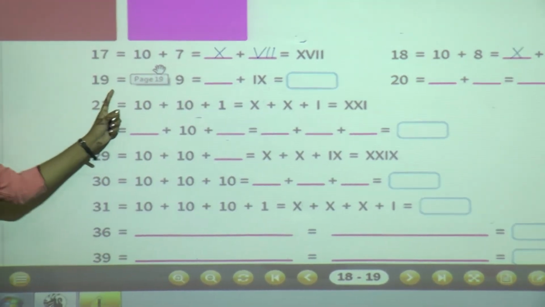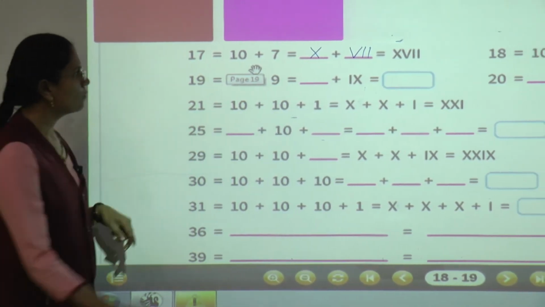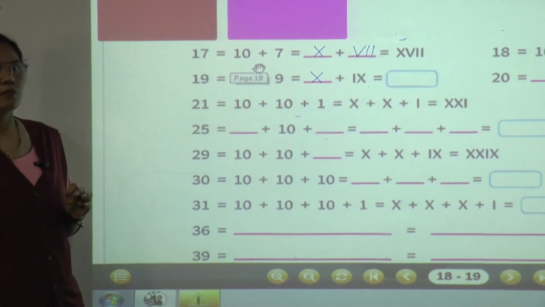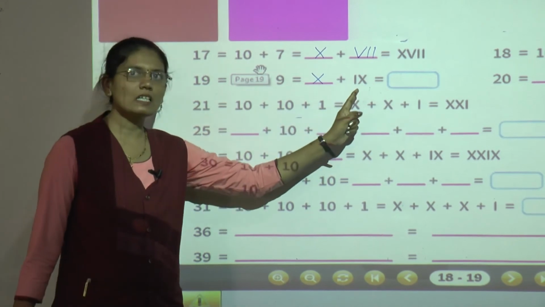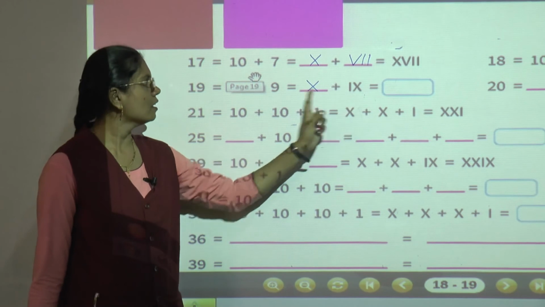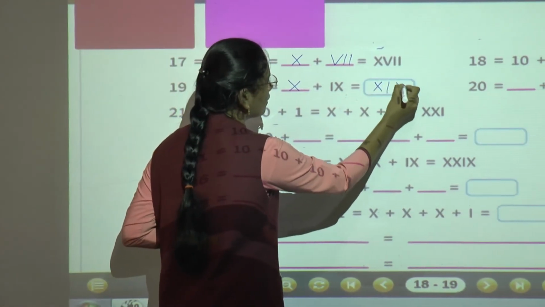Now see one more example. 19 is there. 19 is equal to 10 plus 9. So for 10 again we are using X, and for 9 here we have to use the subtraction method. 9 is equal to 10 minus 1, which means IX. From X we have to subtract I. So 19 is equal to what? XIX.